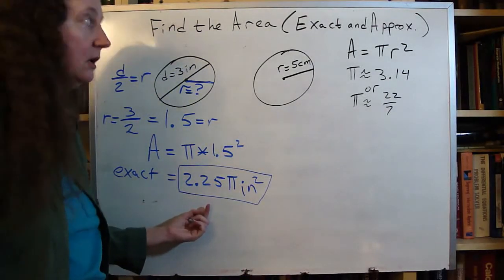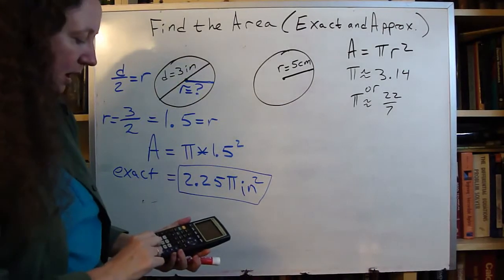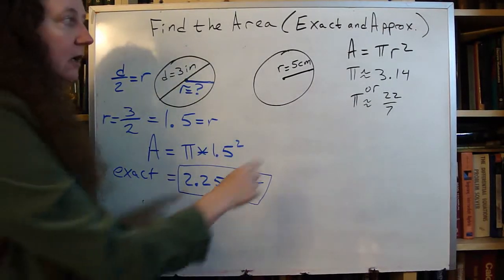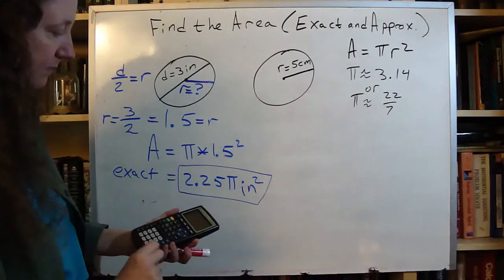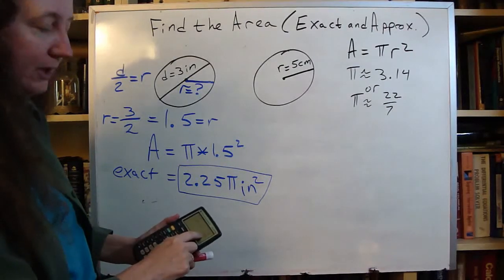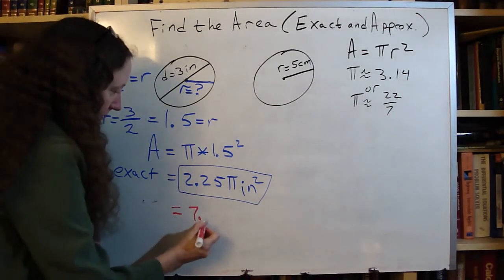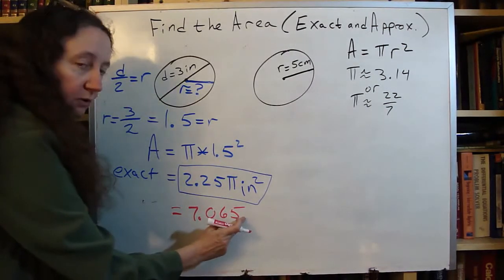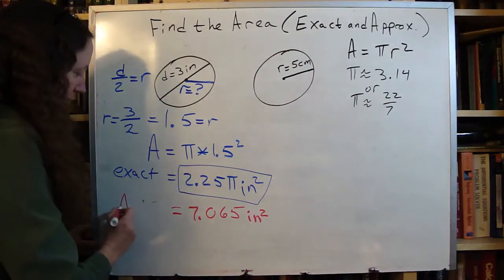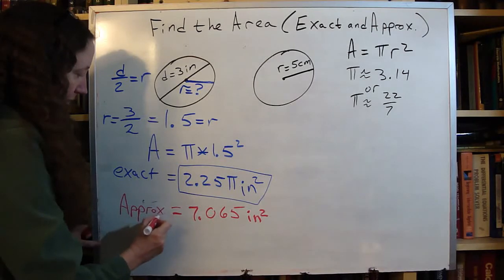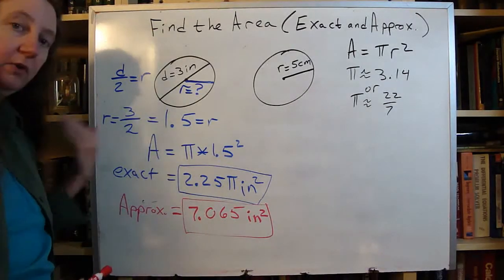Now I'm going to take this answer and I'm going to find the approximate. So again, I grab my calculator. I take my 2.25 times, and I'm going to use 3.14 for pi. My calculator is telling me 7.065. And I still need to have my units on the end here. Now I have my approximate answer. So this problem is done.